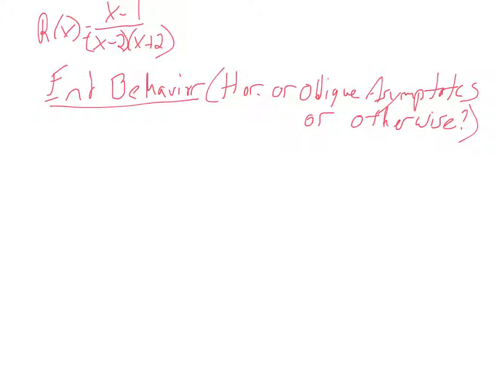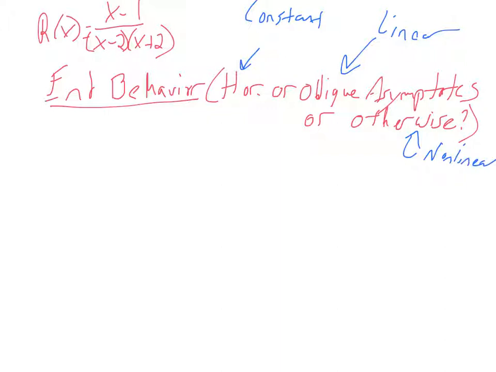Do we have horizontal asymptotes? Do we have oblique asymptotes? Do we have end behavior that's not constant or linear? So essentially, horizontal is just a special way of saying constant end behavior. Oblique is a special way of saying linear end behavior. And otherwise means nonlinear, like a quadratic or whatever.